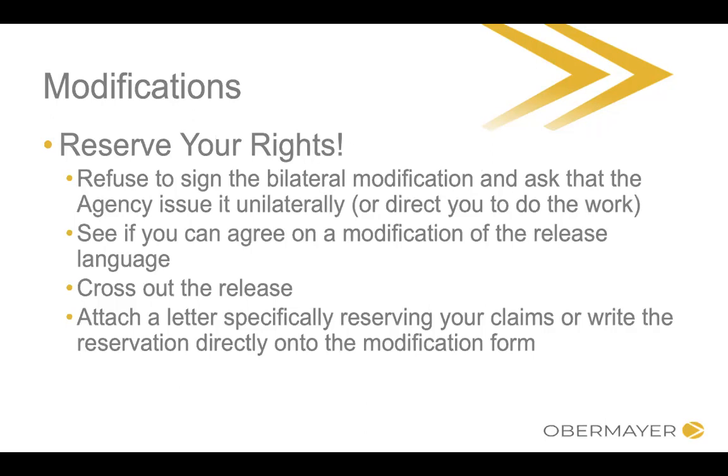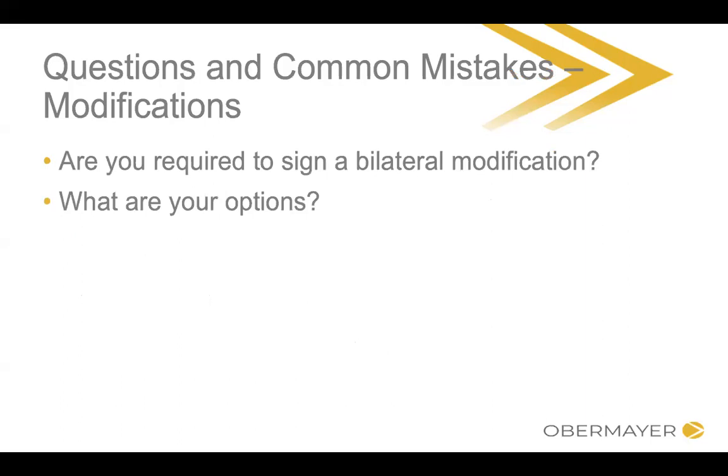So as a summary, refuse to sign the bilateral modification. Ask that they issue it unilaterally, which would not require you to sign it, which means you're not waiving anything. If they don't do that, ask if they'll take the release language out of the modification. If they won't do that, see if you can agree on a modification of the language used. If they won't do that, that's when you definitely want to be talking to a lawyer, but some options might include, depending on your factual circumstances, crossing out the release, specifically reserving your claims, writing the reservation on the modification form itself, et cetera. But take every step you can to preserve your rights.